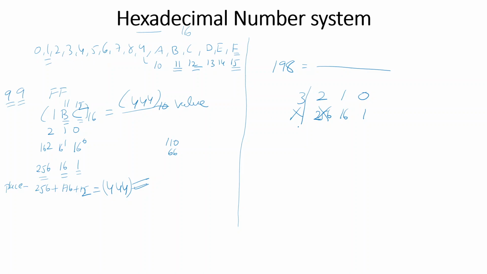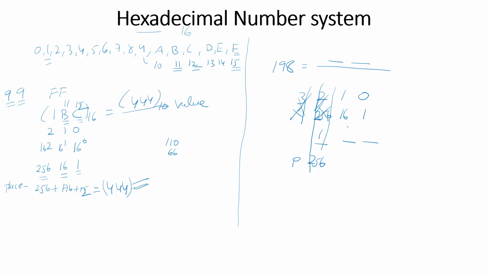If I write 1 in this place, I will get the place value 256, but I don't need it. So a decimal number like 198, if you want to convert it into hexadecimal, only 2 digits will come. The length of the number is only 2. So this second place we also don't need, and the third place also.